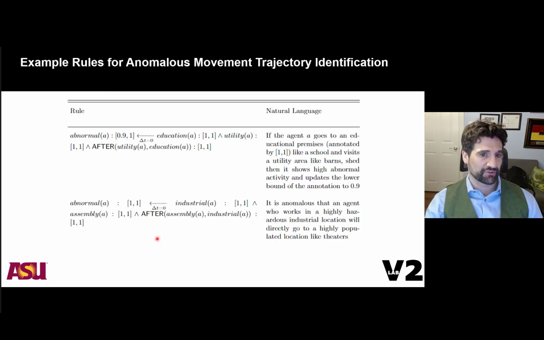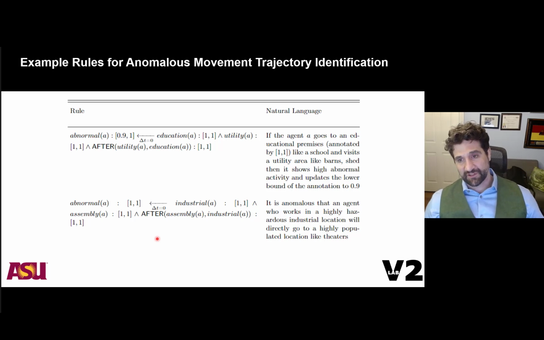So here are some example rules. If agent A goes to an educational premises and visits a utility area like a barn or a shed, then this is very abnormal, and we say it's abnormal with an interval between 0.9 and 1, so it's extremely abnormal. And we have another one that says it is anomalous: an agent who works in a highly hazardous industrial location will go to highly populated locations like theaters within the same time period. So these were actually extracted from data based on the movement trajectories. I'm not trying to say that these are hard and fast rules of human movement in general, but we had a data-driven approach that produced these.